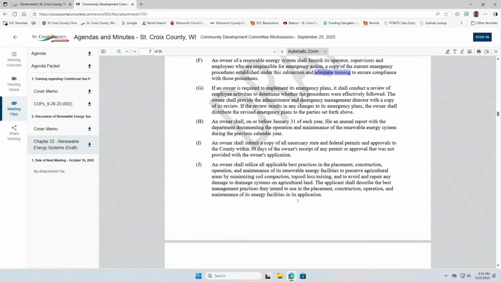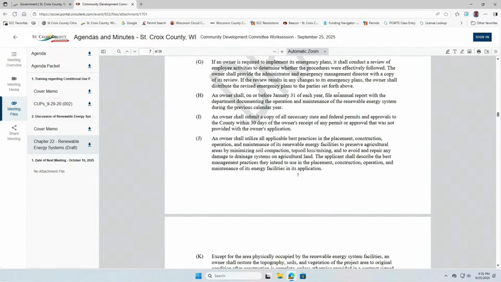So then the next one is that the owner shall provide the administrator and emergency management director with a copy of its review of the emergency management plan and procedures after the event, if they were effectively followed. So it's just kind of, again, revisiting that plan, seeing if it was okay, and if not, revising the plan to do so.